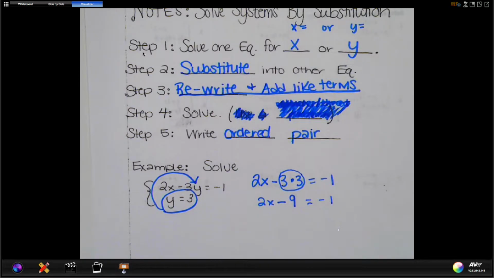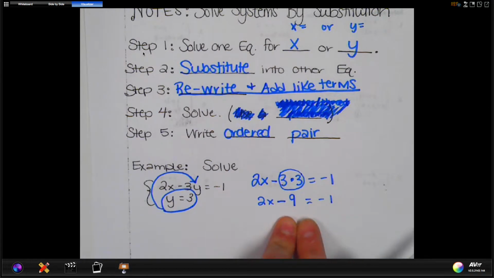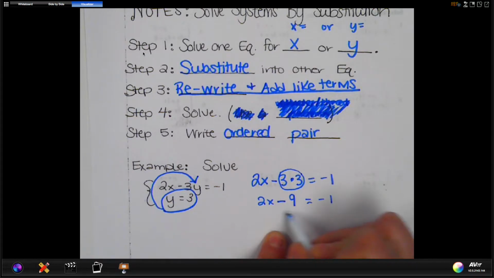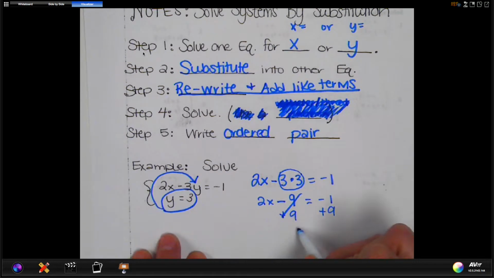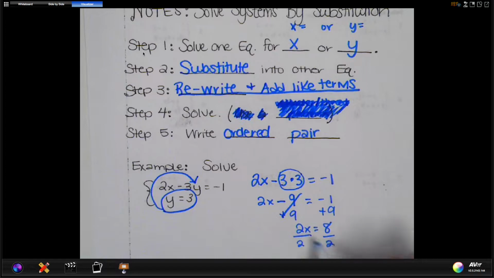And then we're going to solve this equation for x. So in order to do that, we have to get everything on the right side of the equation, and the x stays on the left. So we're going to start by doing the opposite of -9, which is add 9, and we're going to add 9 here. So 2x equals -1 plus 9, which is +8, and then we're going to undo this 2 times x by dividing by 2, and we figure out that x in fact equals 4. 8 divided by 2 is 4.